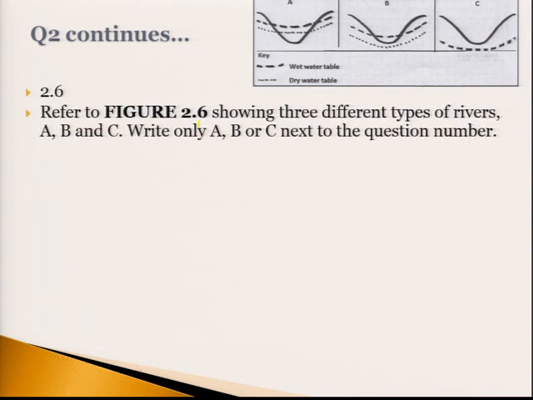Question 2.6. Refer to figure 2.6, giving us 3 different types of rivers, A, B, C. Write only A, B, C next to the question number. When they check, our candidates will start to see that these streams are different. What makes them different is the key, where you've got your wet water table and your dry water table. That's the whole thing that gives the difference in them.